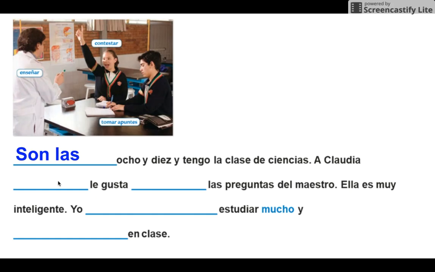A Claudia blank le gusta blank. Two words that are missing. The first one is the word for always and the word for to answer. So what's the answers for always and to answer? A Claudia siempre, always, siempre le gusta contestar, to answer. A Claudia siempre, Claudia always le gusta contestar, likes to answer.